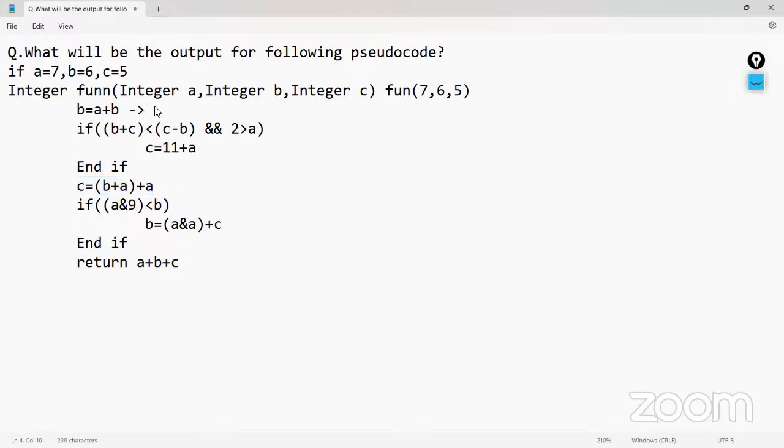So B equals A plus B, that is 7 plus 6, which becomes 13. That's right. And as I said, if I calculate this, the new value of C comes, because to calculate this C, the old C is never used. Then why unnecessarily waste time calculating this particular block? So here I will directly come. C equals B plus A, with the updated value of B, 13 plus A, that is 13 plus 7. That becomes 20 here. So the value of C is 20.